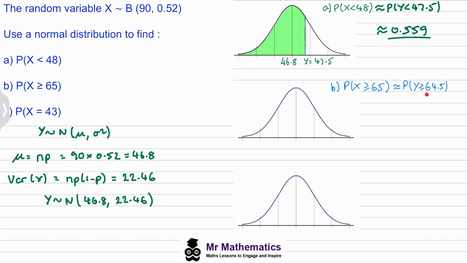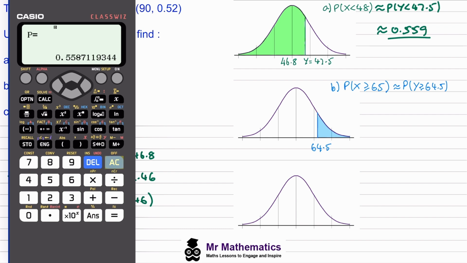So if I show this on our normal distribution curve, we'll use the normal CD to work out the probability of this area. So we'll go back to normal CD. This time we'll enter the lower as 64.5. The upper has to be 3 standard deviations or more above the mean, so I'll enter 1000 or 10,000, and sigma and mu remain the same. So we can equal this, and we get approximately 9.39 times 10 to the minus 5.